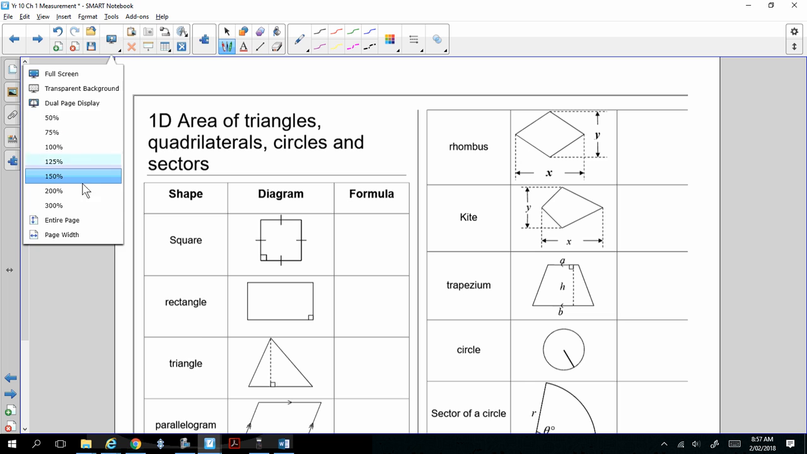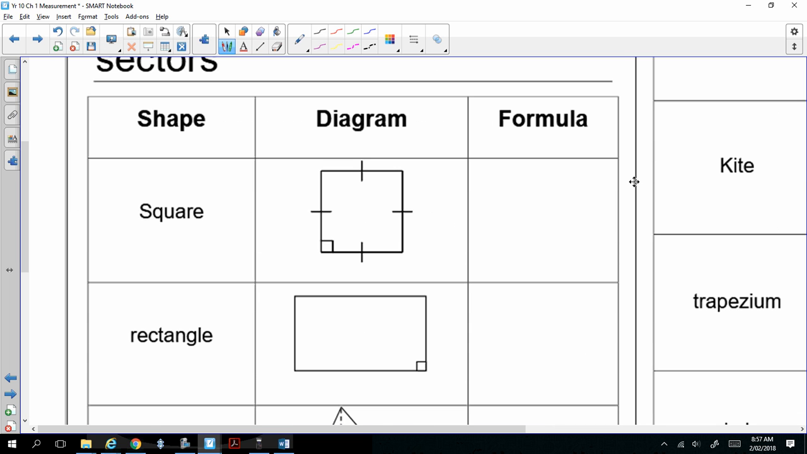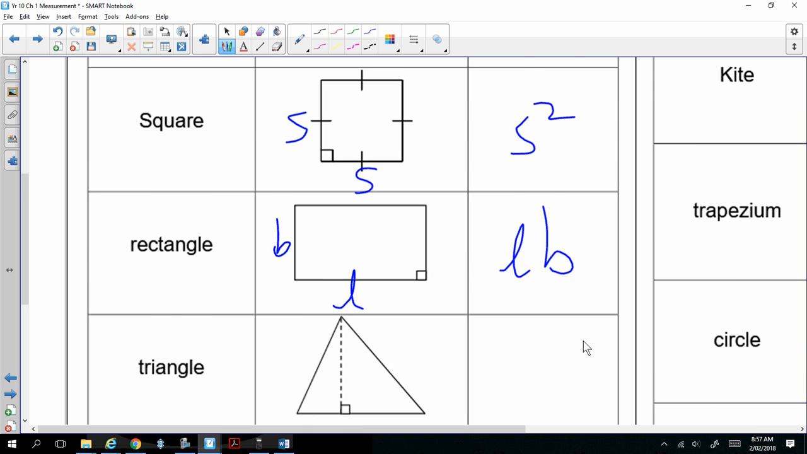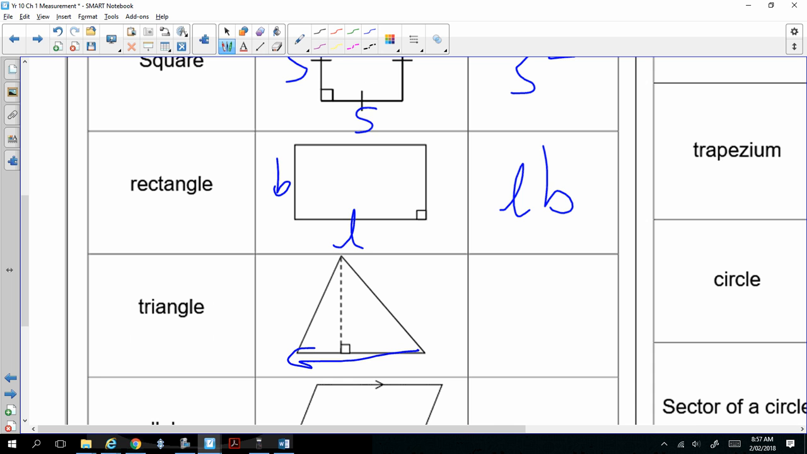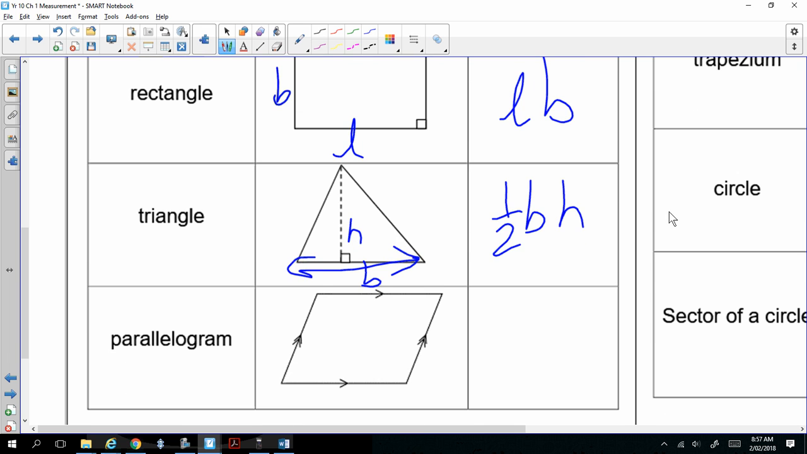Okay, all right. All the formulas, squares, write it down. Rectangle, length times breadth, LB. Triangle, base times height over 2, or B with the half. Parallelogram, base times height. Okay, very similar. So a triangle is half of the area of the parallelogram.